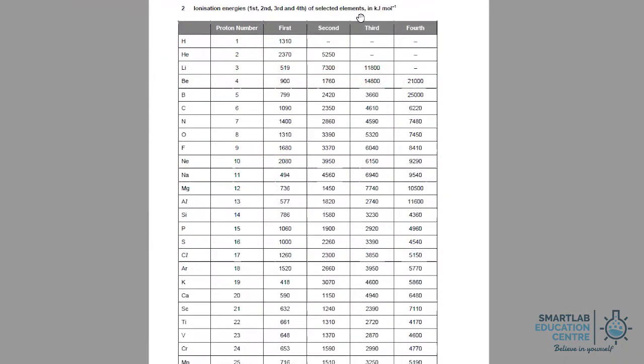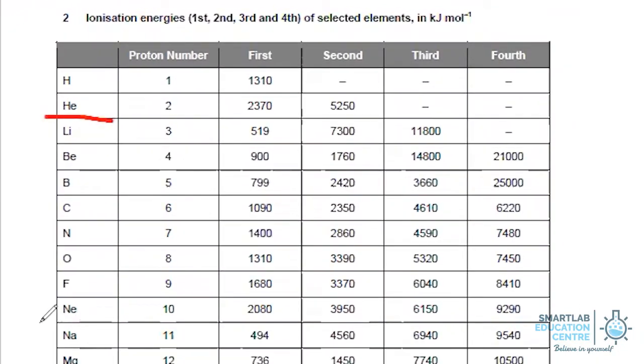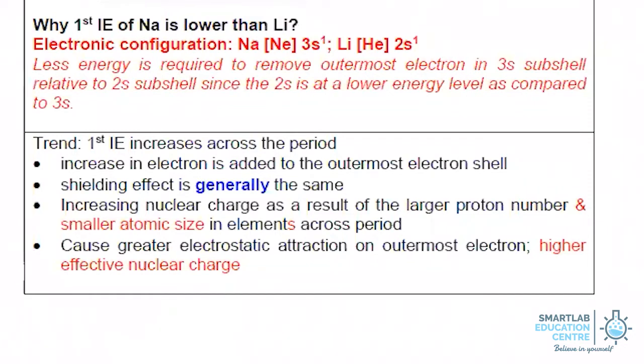Let's take a look at the data booklet. In the data booklet itself, they present all the various ionization energies. So if you take, for example, elements in period 2, which is from lithium to neon, you can see that the trend of the first IE actually increases. Then again, from sodium all the way until argon, the ionization energy increases as well. So the general trend is that first ionization energies of elements increase across the period.